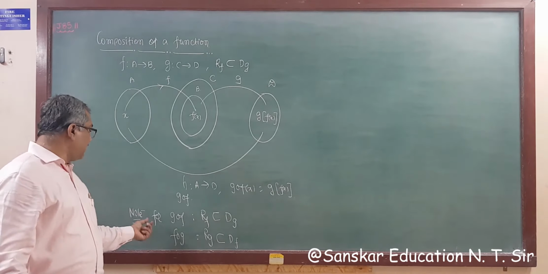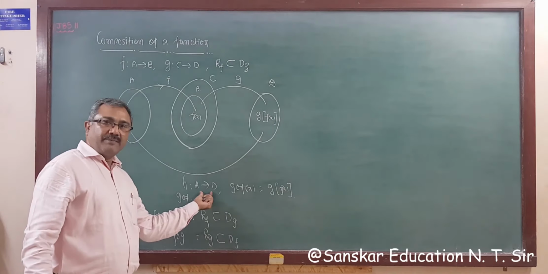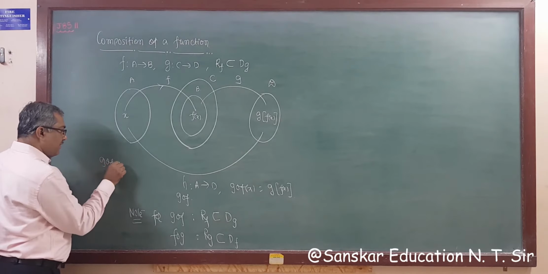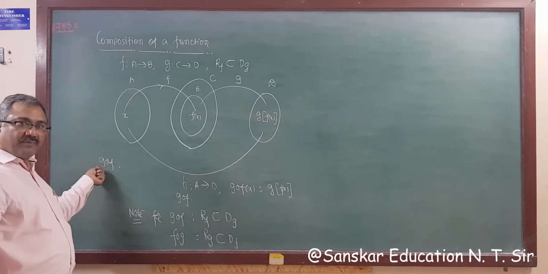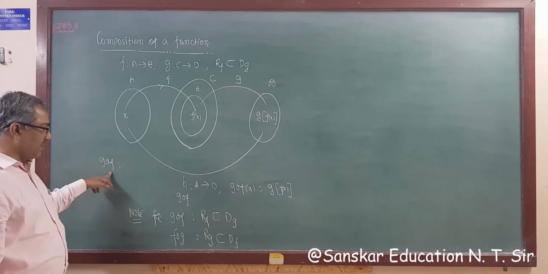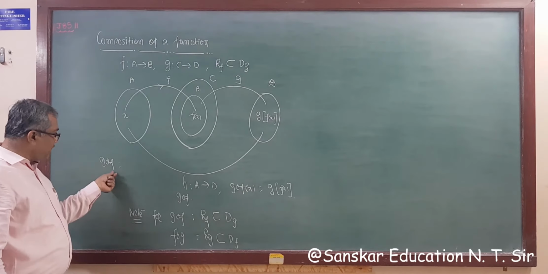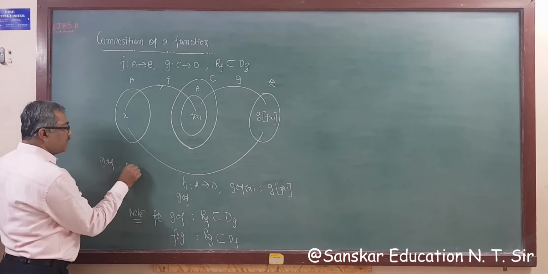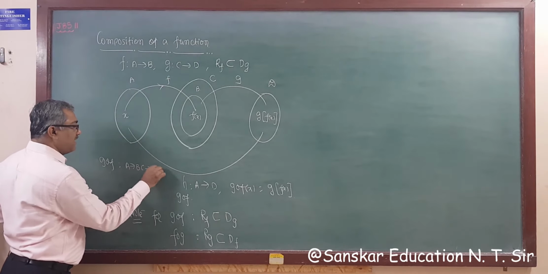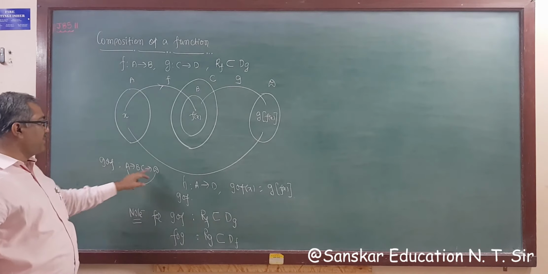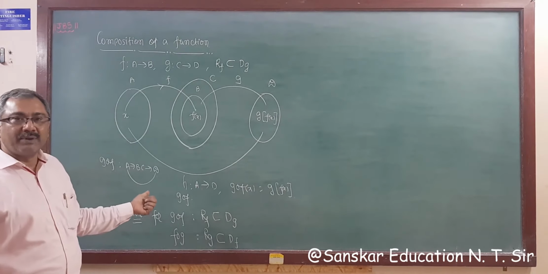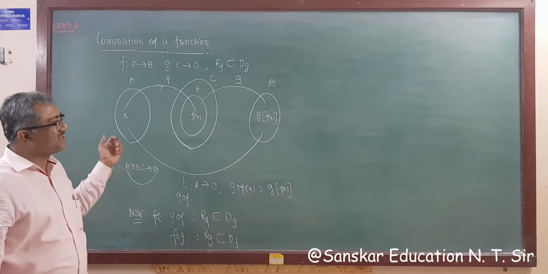And how do we get g over f from A to D? If it is given g over f, then what you have to do? It is a composition of f and g, so take f first, because it is g over f. f is defined from A to B, and g is defined from C to D. The new function that will be defined, g over f, is from A to D. So this is the important topic for you to remember for composition of a function.